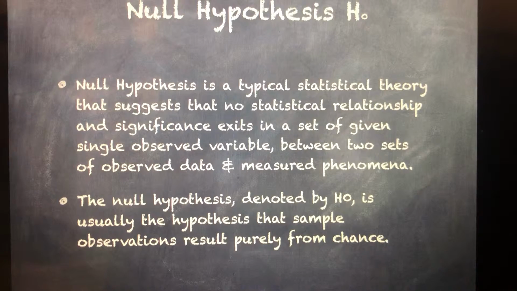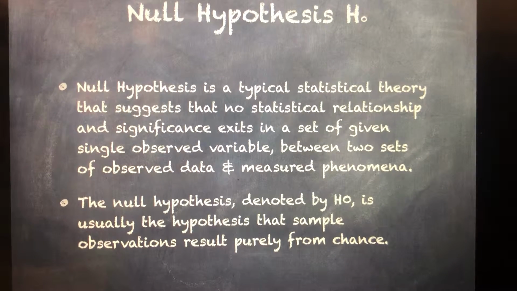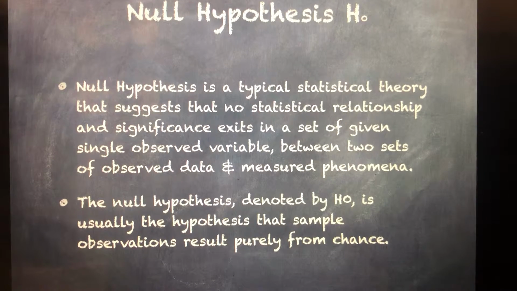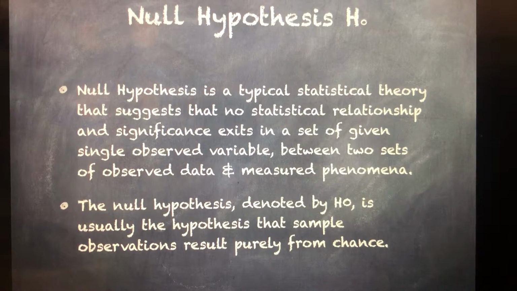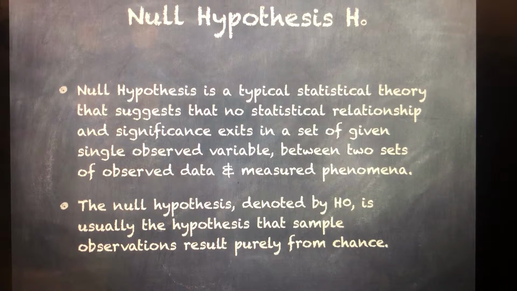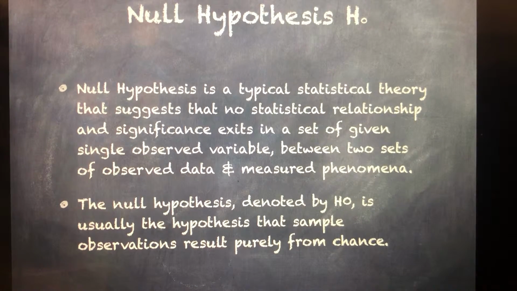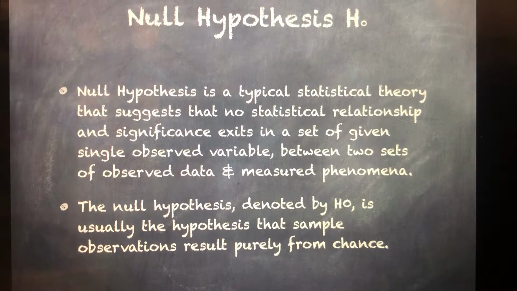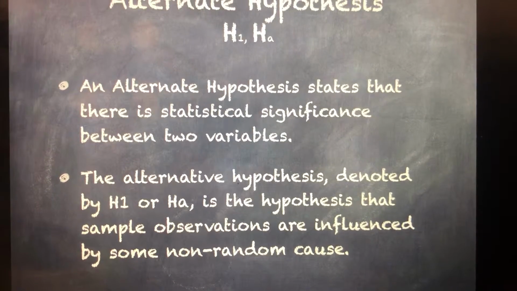So to begin with, a null hypothesis is a typical statistical theory that suggests that no statistical relationship and significance exists in a set of given single observed variable between two sets of observed data and measured phenomena. The null hypothesis, denoted by H0, is usually the hypothesis that sample observations result purely from chance.